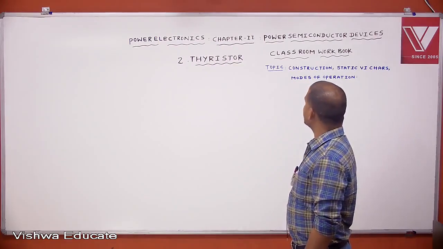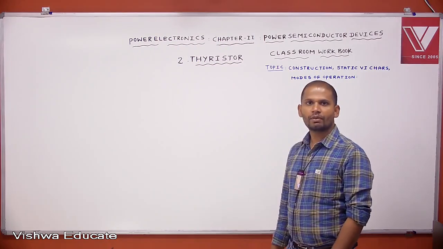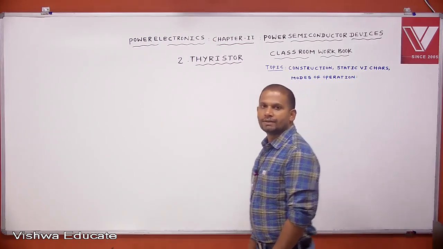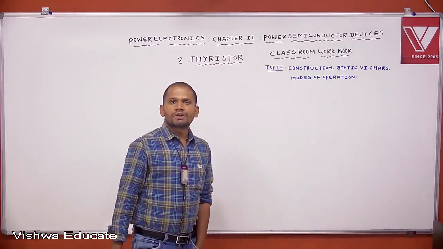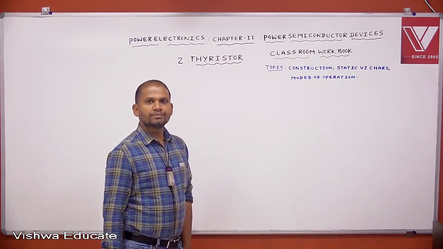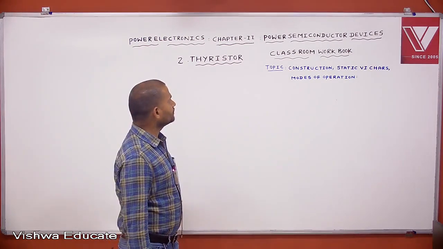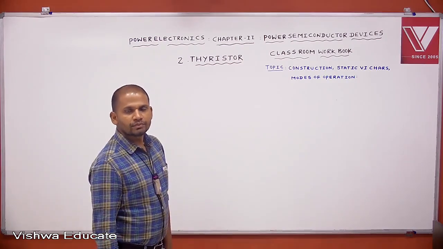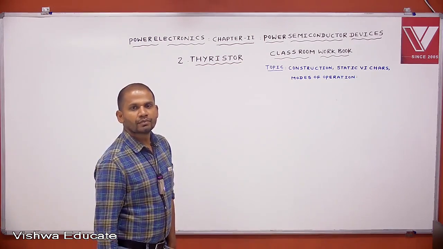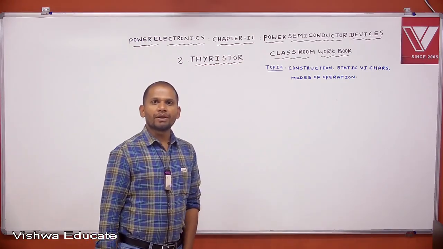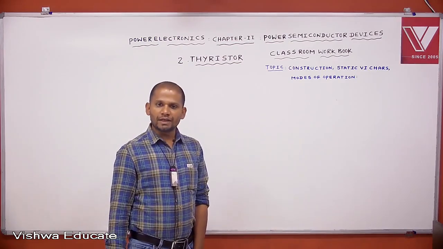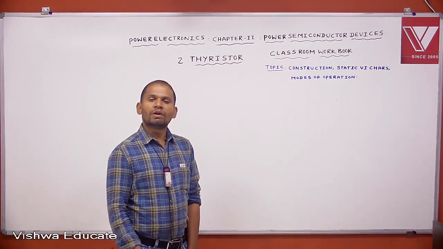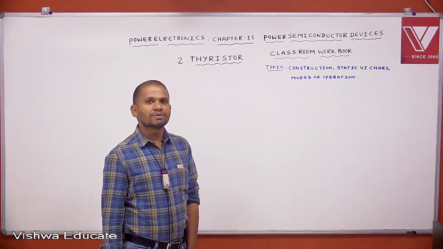Continue with chapter 2, that is thyristor. I discussed what the basic structure of the thyristor is, then what the modes of operation are, in how many modes it is operated. Then, based on the modes of operation, how to draw the static VI characteristics, and in the 3 modes of operation, what the observations are. All these concepts I discussed.